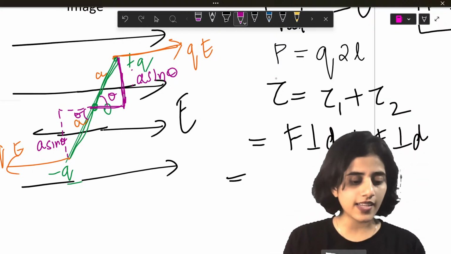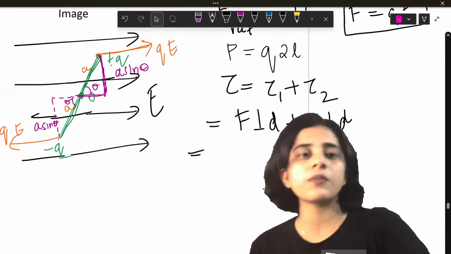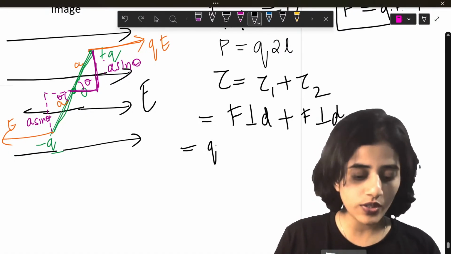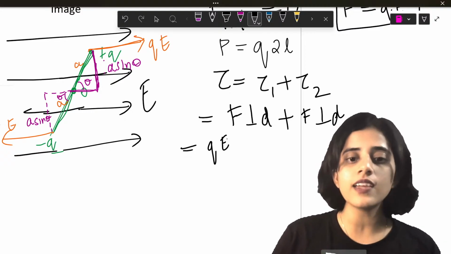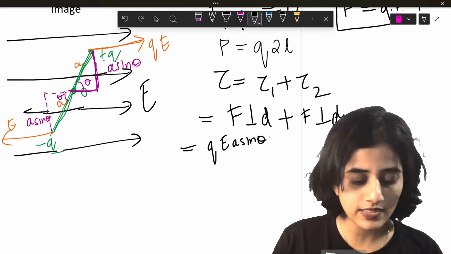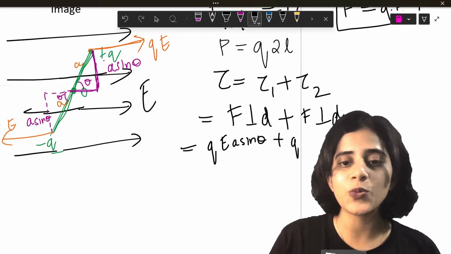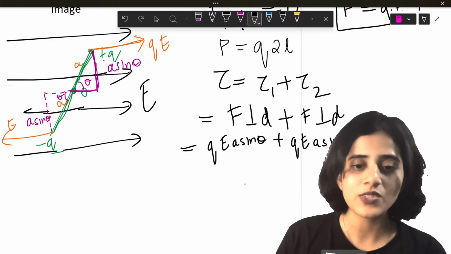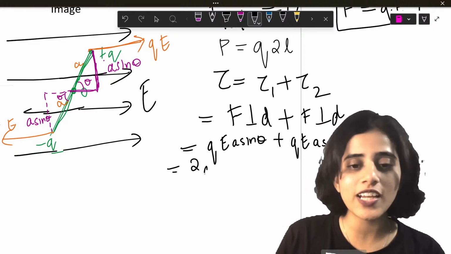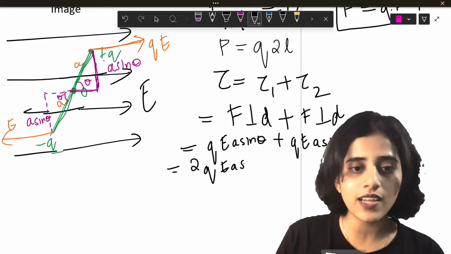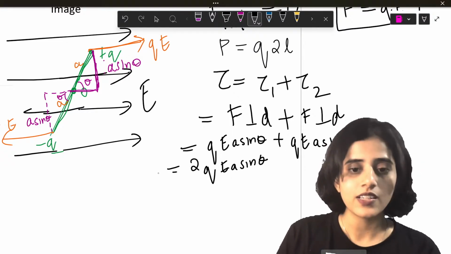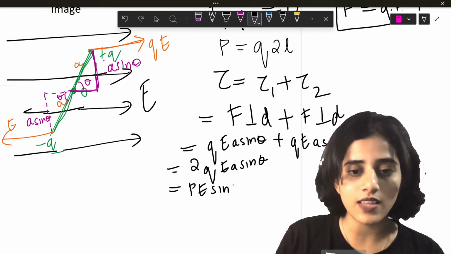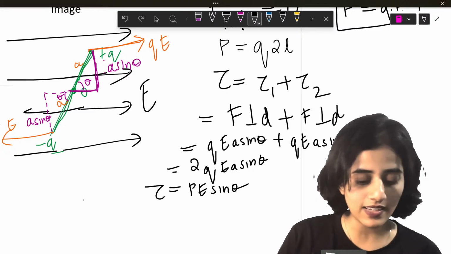A sine theta, A sine theta. So now let me write down force into perpendicular distance. Force will be Q into E into A sine theta plus Q into E into A sine theta. So this is going to be equal to 2 times Q into E into A sine theta. So this is going to be equal to 2QA will be P. So PE sine theta. Torque is PE sine theta.